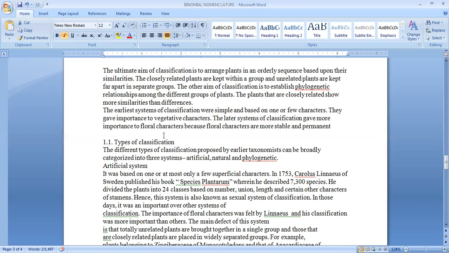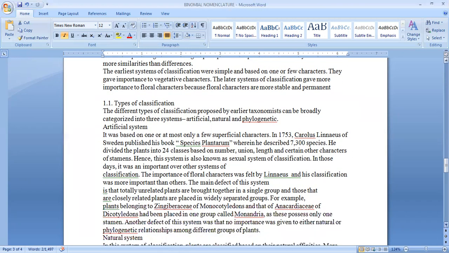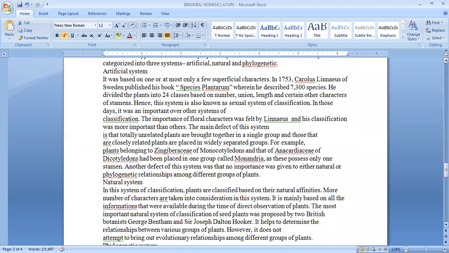Now, there were some systems of classification which I will discuss very briefly: artificial, natural and phylogenetic. The artificial system of classification was given by Carl Linnaeus in his book Species Plantarum. He divided the plants into 24 classes, and it is also known as the sexual system of classification. The floral characters were studied and were considered very important. For example, Zingiberaceae was placed in monocot and Anacardiaceae in dicot. But the major defect of this system was that totally unrelated plants were kept together. So it was not considered good.